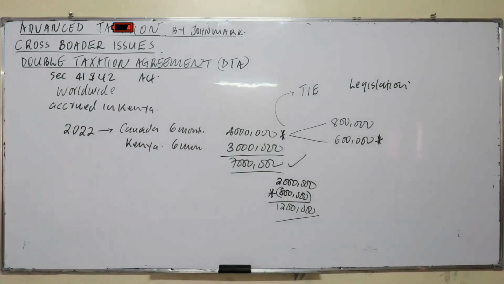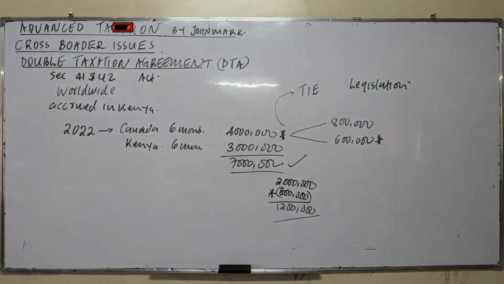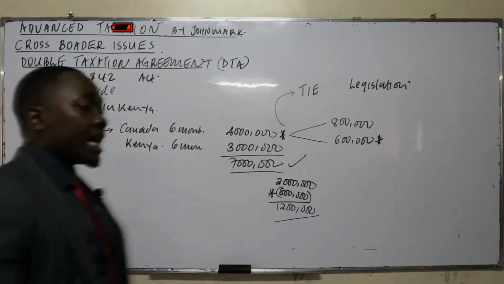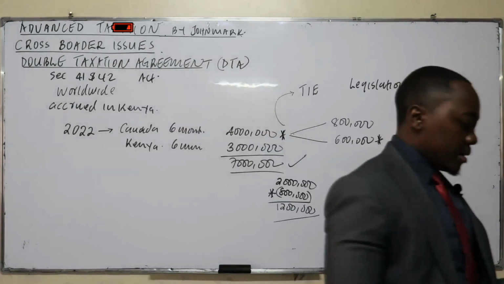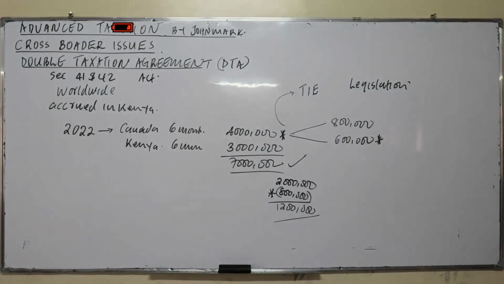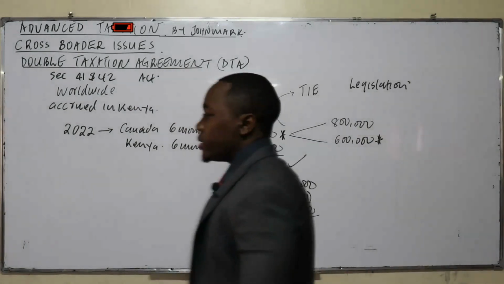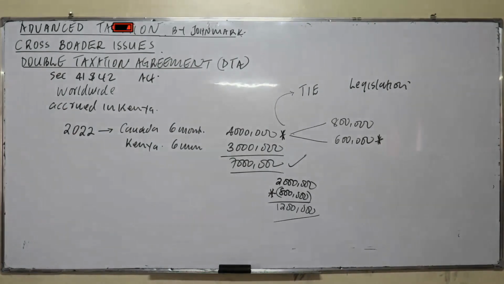Another condition. The time limit for making a tax credit claim must be within 6 years since the date the tax liability was made.